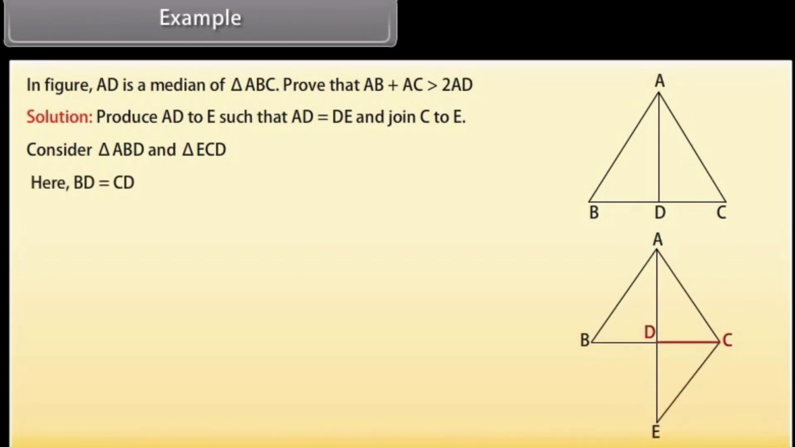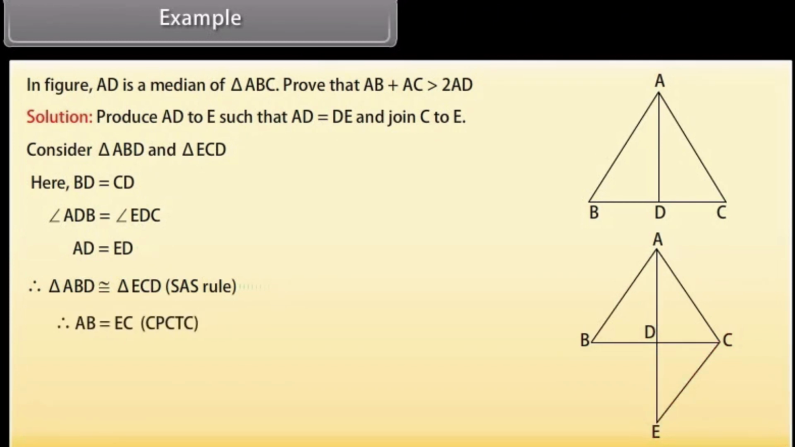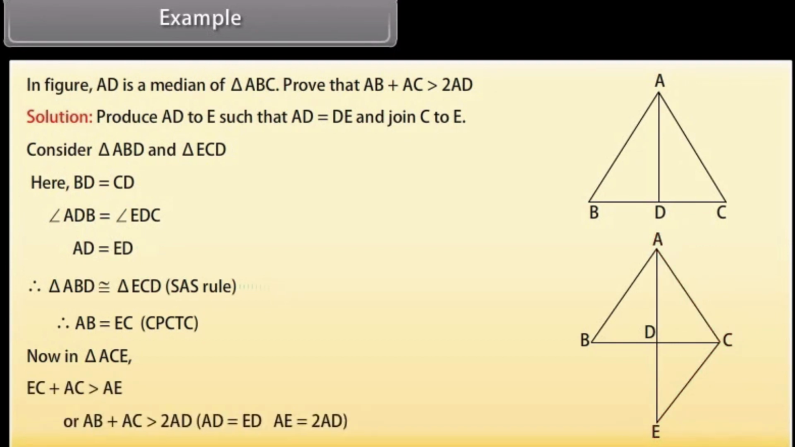Here BD is equal to CD. Angle ADB is equal to angle EDC. AD is equal to ED. Therefore, by SAS congruence rule, triangle ABD is congruent to triangle ECD. Therefore, AB is equal to EC, by CPCTC. Now, in triangle ACE, EC plus AC is greater than AE, or AB plus AC is greater than 2AD, because AD is equal to ED, which implies that AE is equal to 2AD.